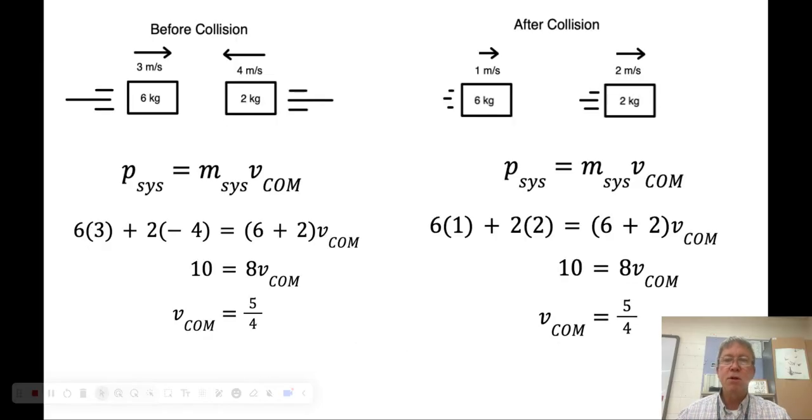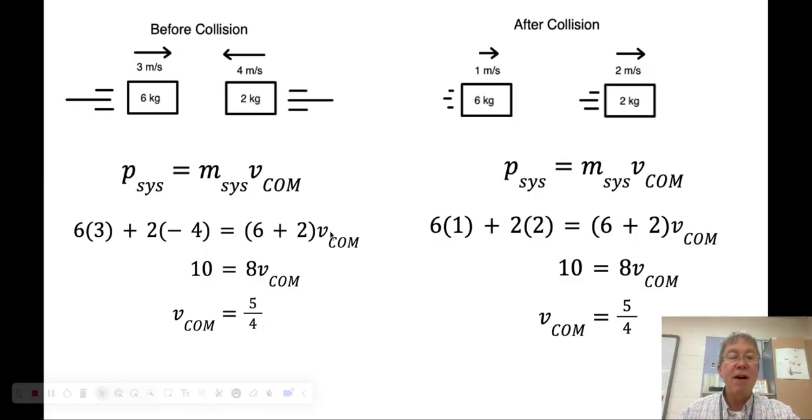So let's see how this would work. Here I've got a two-object system before the collision. I've got a 6 kilogram object moving at 3 in the positive direction and a 2 kilogram mass moving in the negative direction at 4. So momentum of the system equals the mass of the system times the velocity of the system. What's the momentum of the system? Well, it's 6 times 3 plus 2 times negative 4, which is 10. And the mass of the system is 6 plus 2, that's 8. So the velocity of the center of mass of the system is 10 over 8, or 5 over 4 meters per second. Easy, right?